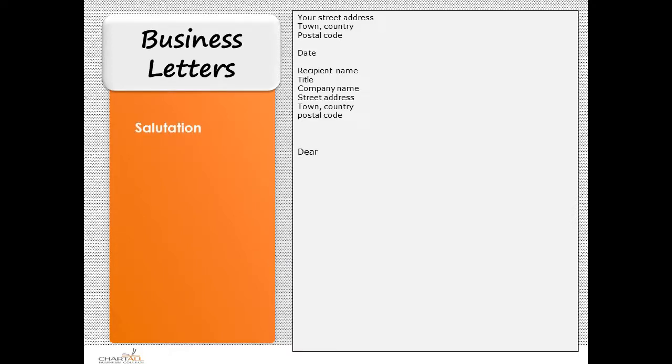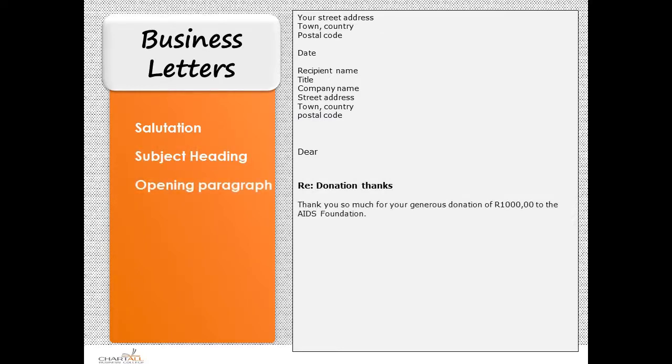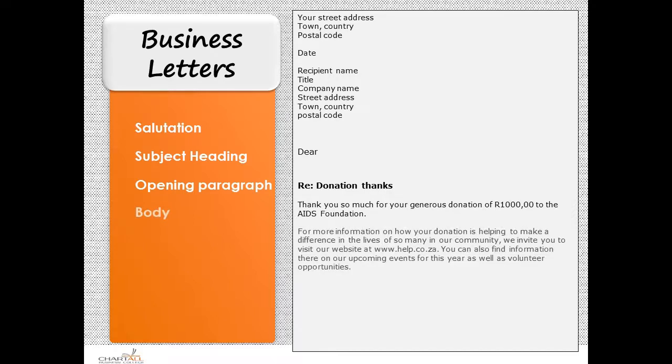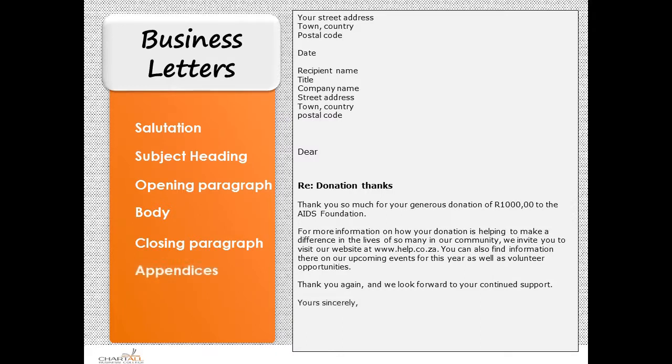They are inquiries, seeking information; quotations, giving information and replies to these inquiries; adjustments, letters which deal with complaints; letters of collection; circulars; advertising; and references and testimonials. The typical format of a letter is as follows. Let's discuss each of these points in more detail.